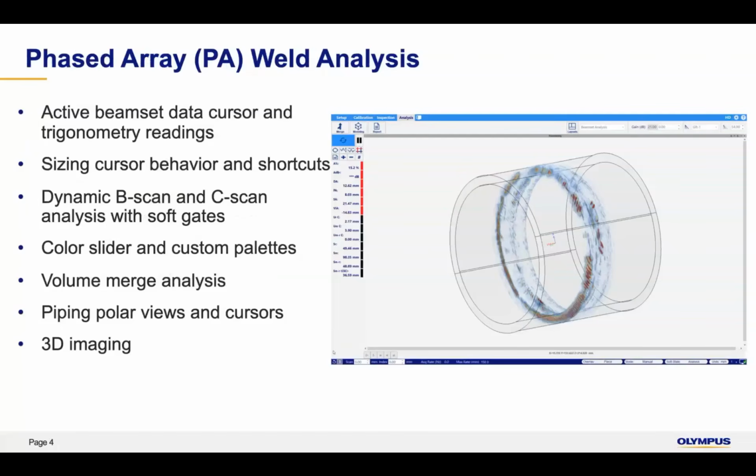The weld analysis will also be demonstrated with an emphasis on the active beam set data cursor and trigonometry readings, cursor behavior and shortcuts for flaw sizing and characterization, use of dynamic B-scan and C-scan analysis, how we manipulate color and soft gain for flaw characterization, merge functionality including piping polar views and cursors for geometry correction, and the 3D imaging.